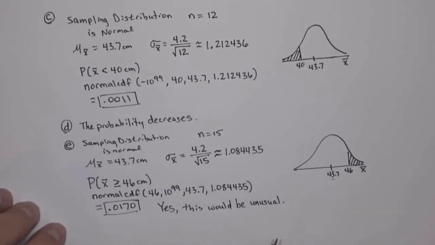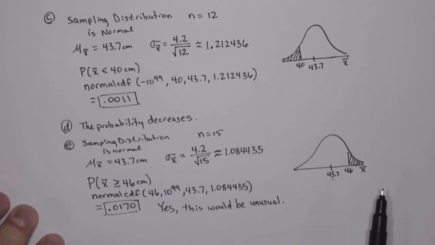So in this example, we have looked at sampling distributions where we knew the mean and the standard deviation of the population, and we knew that the population was normal.